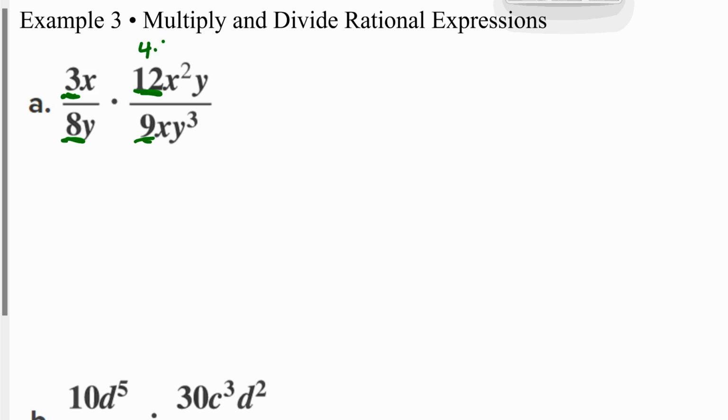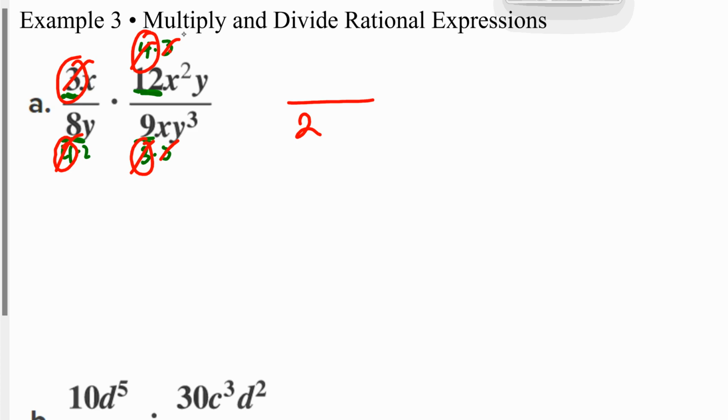12 is 4 times 3. 8 is 4 times 2. 9 is 3 times 3. Now, when I'm multiplying on top by something and dividing by that same number, they cancel, right? Same thing here. Multiplying by 4, dividing by 4, those would cancel. I get multiplying by 3, dividing by 3, those can cancel. So all I have left on the bottom here is just this 2, right, is on bottom.